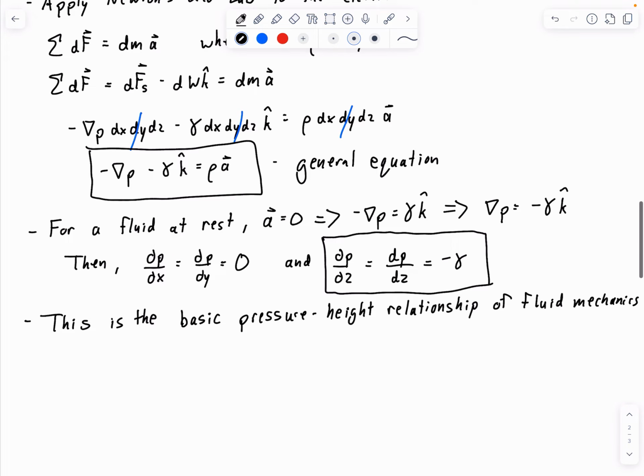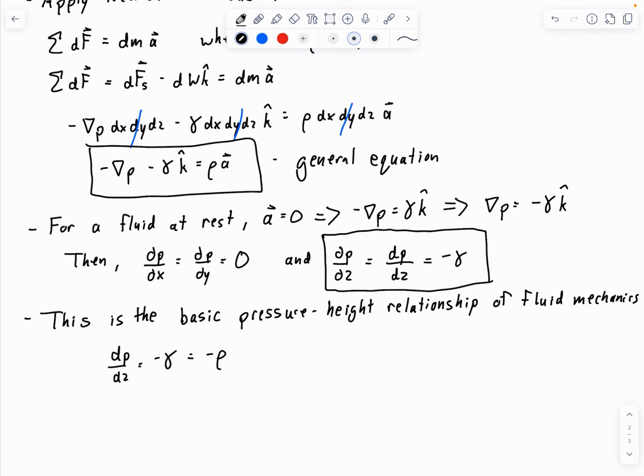And so we can rewrite that again as equal to negative gamma. And of course, we remember that negative gamma is equal to negative rho g. And so this just tells us that this is equal to a constant for an incompressible fluid. So as long as the density of the fluid isn't changing, that's what we mean by incompressible, then this expression will hold. So that's our basic pressure-height relationship for fluid mechanics and for fluid statics, and we will pick up on that later.